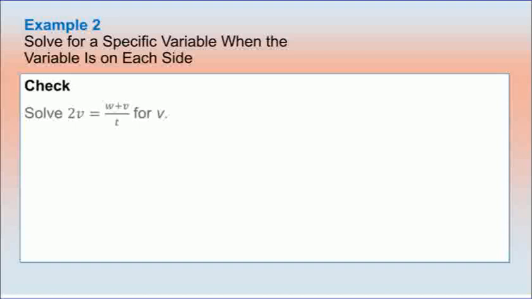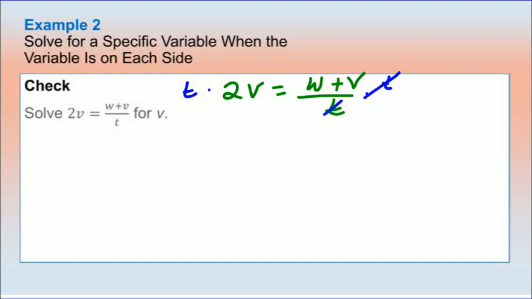Next, 2v equals w plus v divided by t, solve for v. So I need to get v by itself. Now I have 2v equals w plus v divided by t, and I don't want fractions involved here. So the first thing I'm going to do is multiply by t on both sides. The t's divide out here, and I'm left with 2tv equaling w plus v.